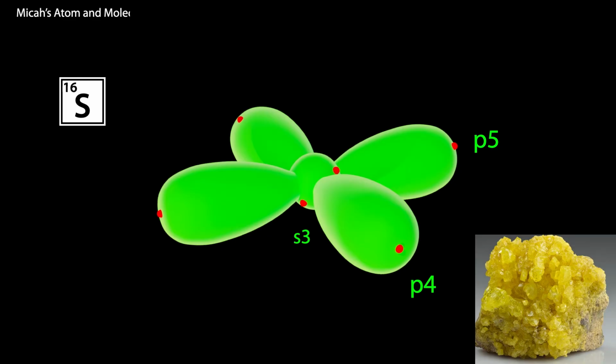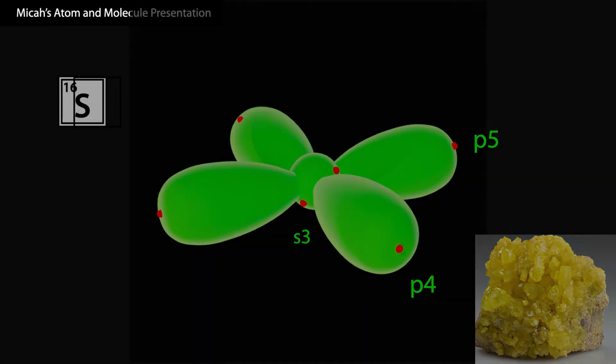This is sulfur. It smells stinky. The p5 orbital is now full, so sulfur has 16 electrons.